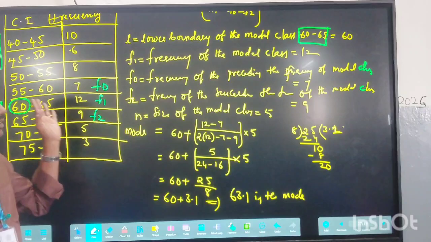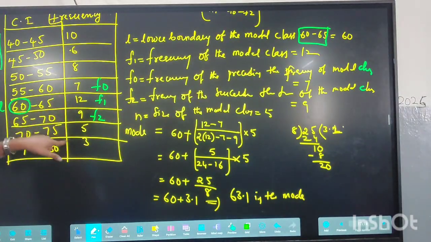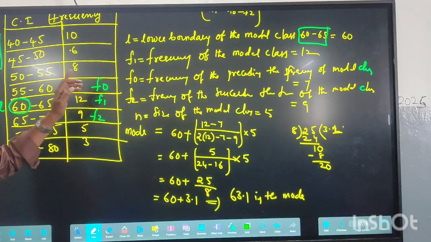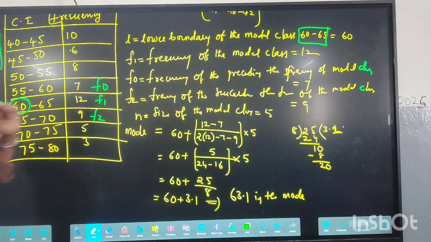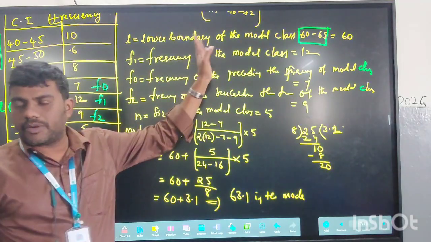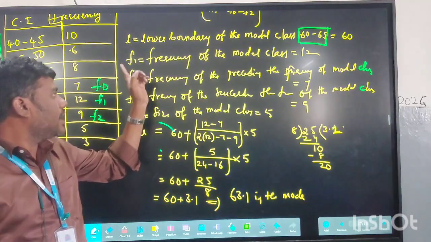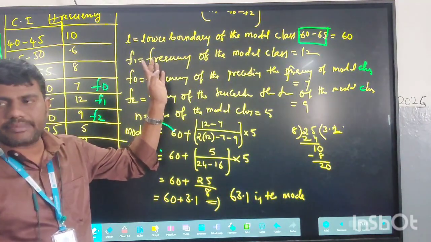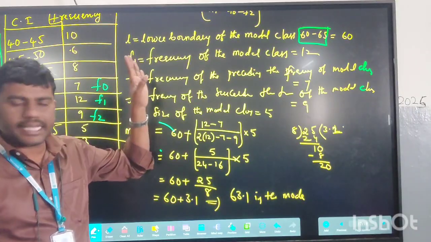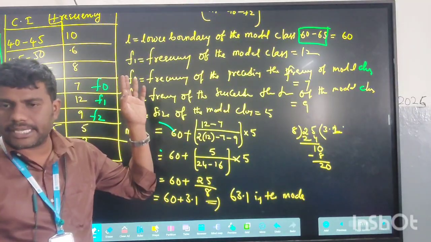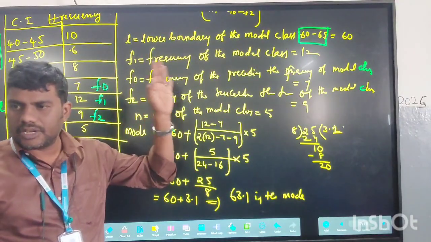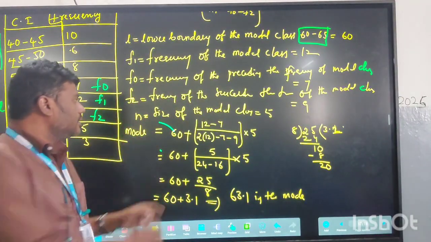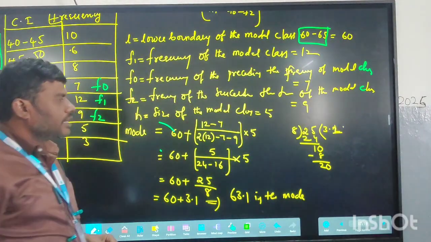Understand? So first write these values. Which one is the highest value? That value is F1. The value before is F0, the value after F1 is F2. L value, H value. What is L? Lower boundary of the model class. What is F1? Frequency of the model class. F0 is the frequency of the class preceding the model class. F2 equals the frequency of the class succeeding the model class. H equals the size of the model class.